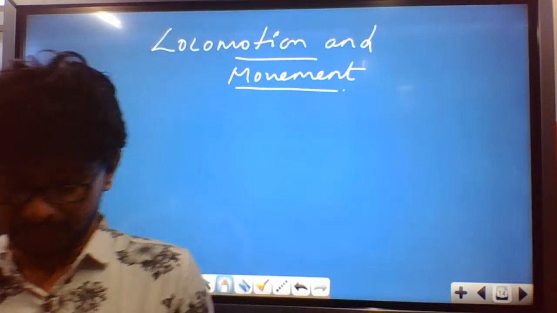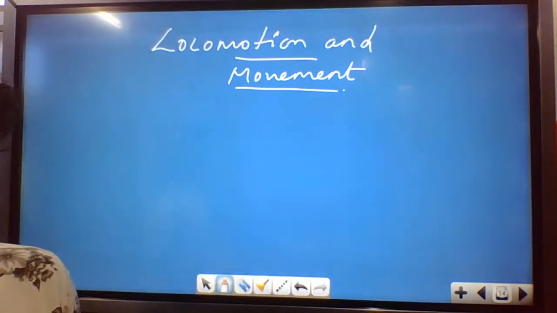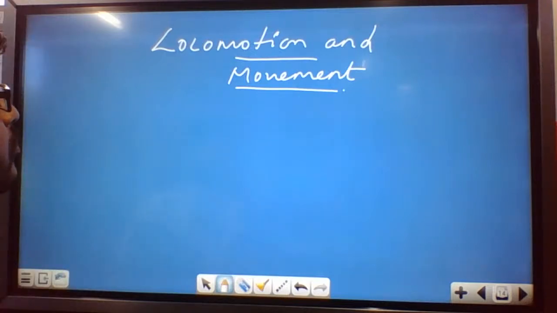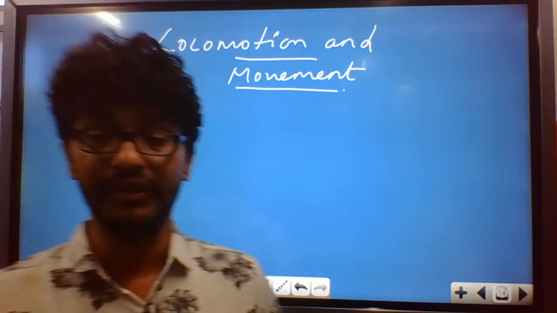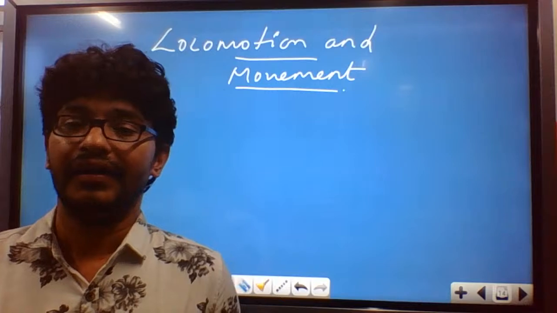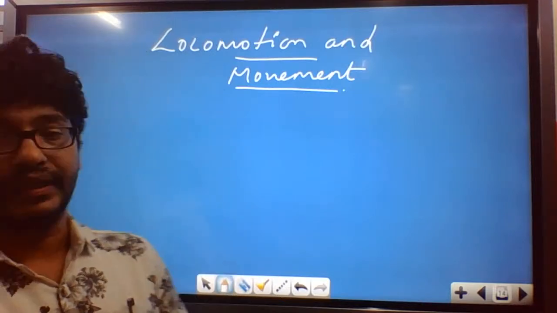As far as locomotion and movement are concerned, the first question is: what is the difference between locomotion and movement actually?